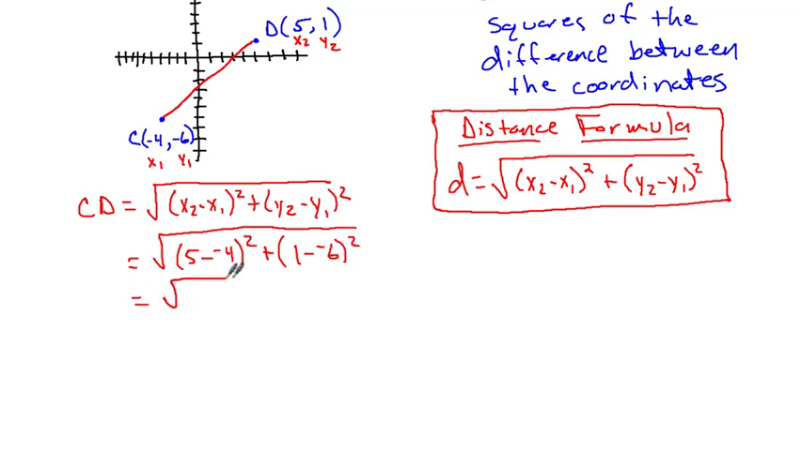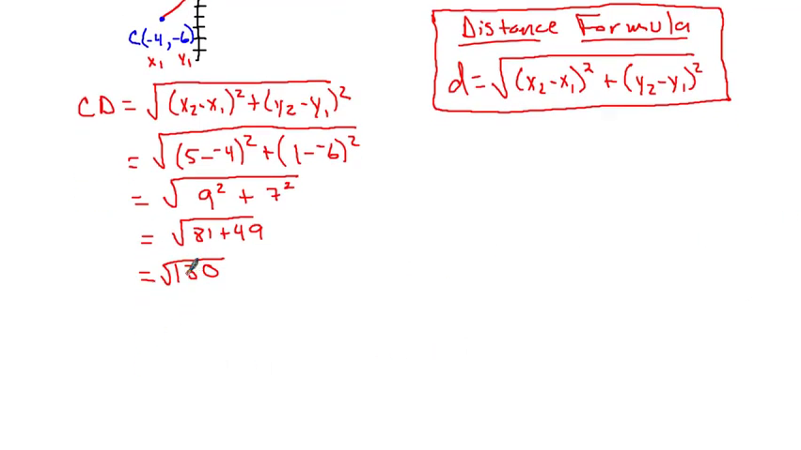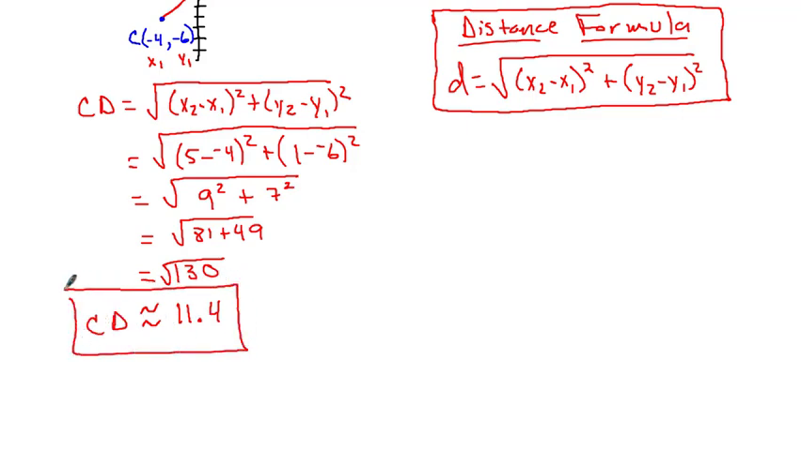So then we just start to simplify all this, right? 5 minus -4 is 5 plus 4, so that's 9 squared, plus 1 minus -6 is 7, so that's 7 squared. And we just keep going, keep simplifying. So 81 plus 49 is 130, all still square rooted. Now, eventually we're going to simplify these radicals and have exact perfect answers, and everything's going to be really neat and pretty. But today, let's just type square root of 130 into the calculator, and we get 11.4. So CD is approximately 11.4 units long.